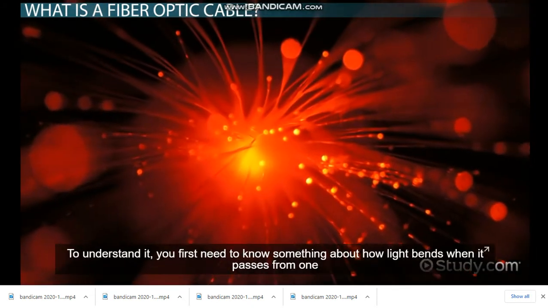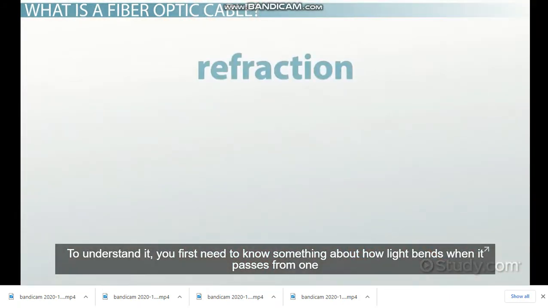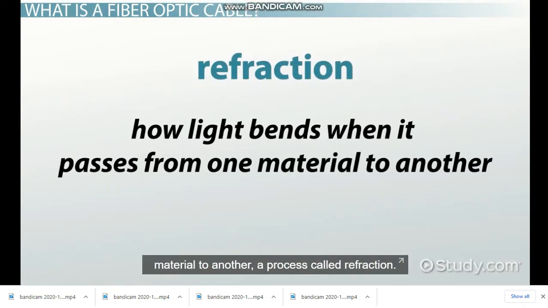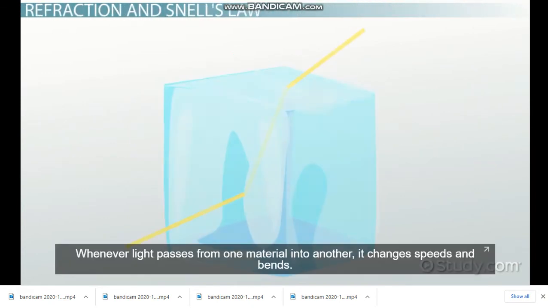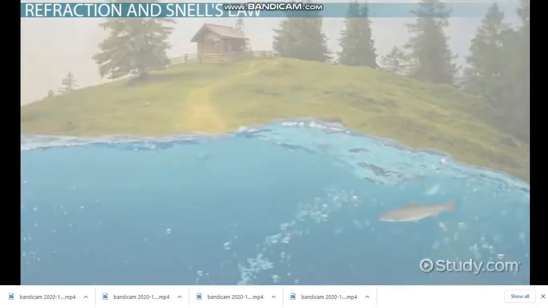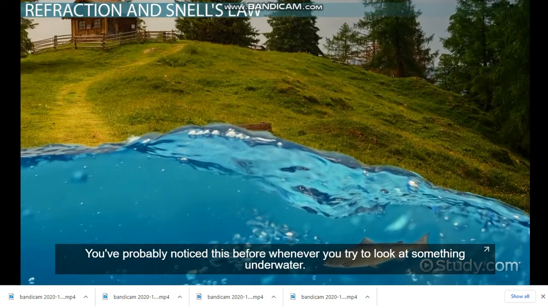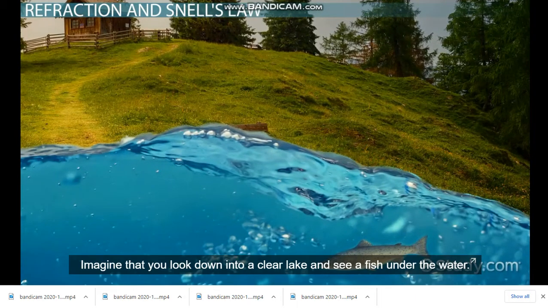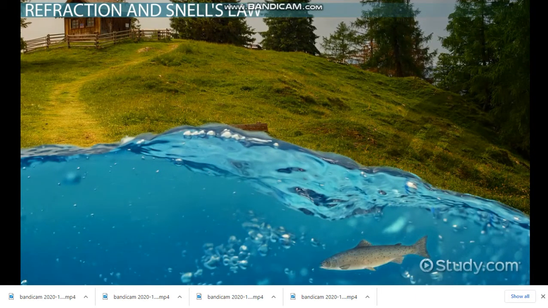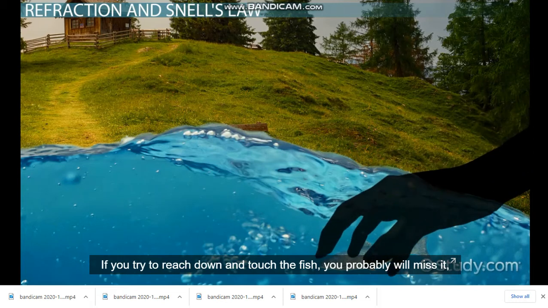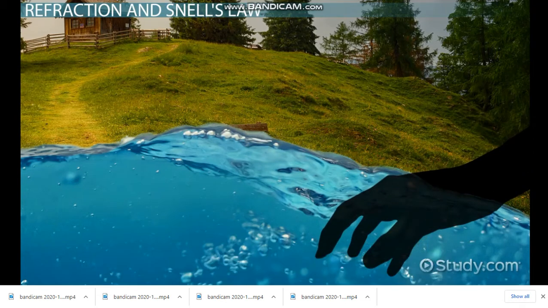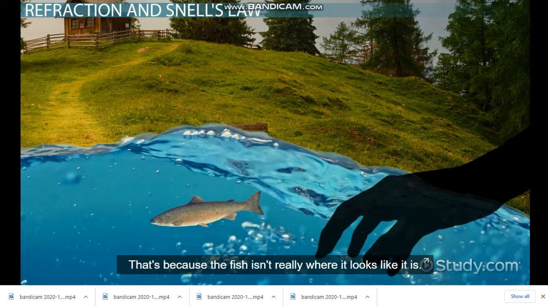To understand it, you first need to know something about how light bends when it passes from one material to another, a process called refraction. Whenever light passes from one material into another, it changes speeds and bends. You've probably noticed this before whenever you try to look at something underwater. Imagine that you look down into a clear lake and see a fish under the water. If you try to reach down and touch the fish, you probably will miss it, even if the fish doesn't move at all.